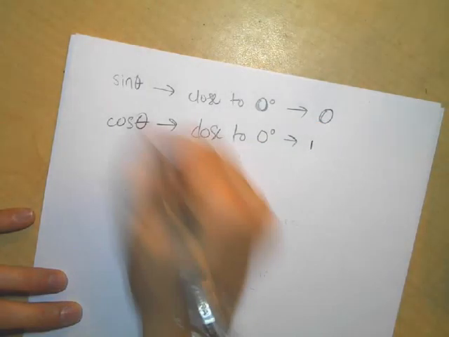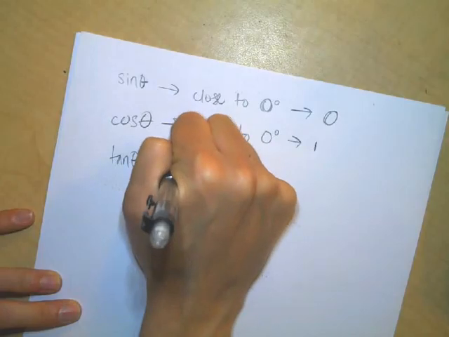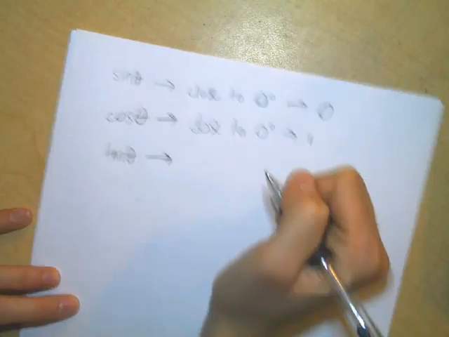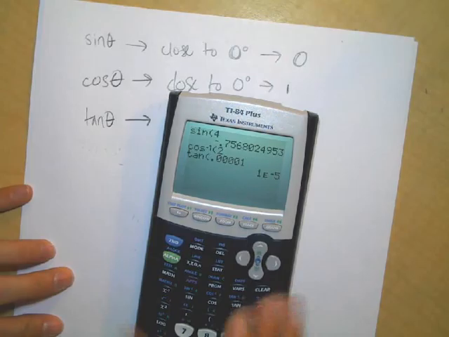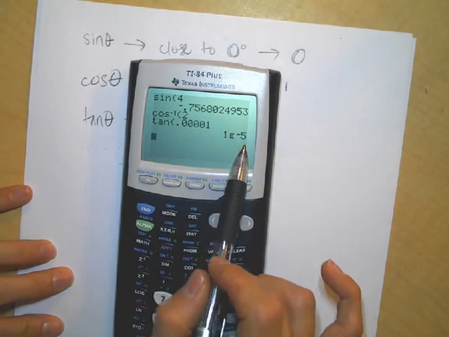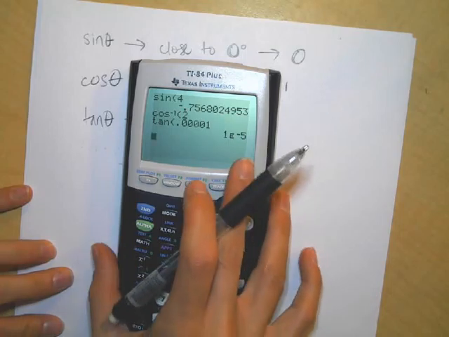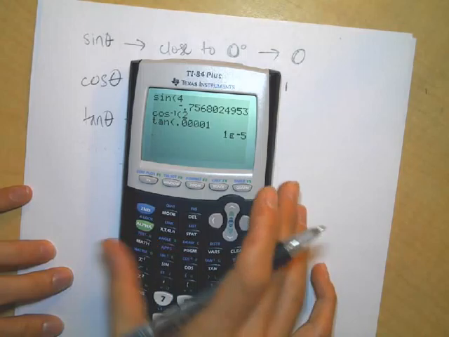What about tangent of theta? What happens? There's a couple things we can do. You could put it in your calculator. You could say, alright, tangent of 0.0001. Is that a really big number or a really small number? A really small number means times 10 to the -5th, right? So that's getting closer and closer and closer to what? 0, right?